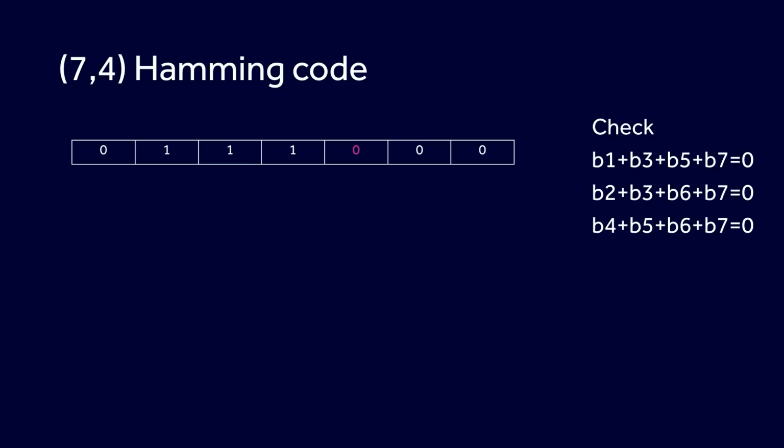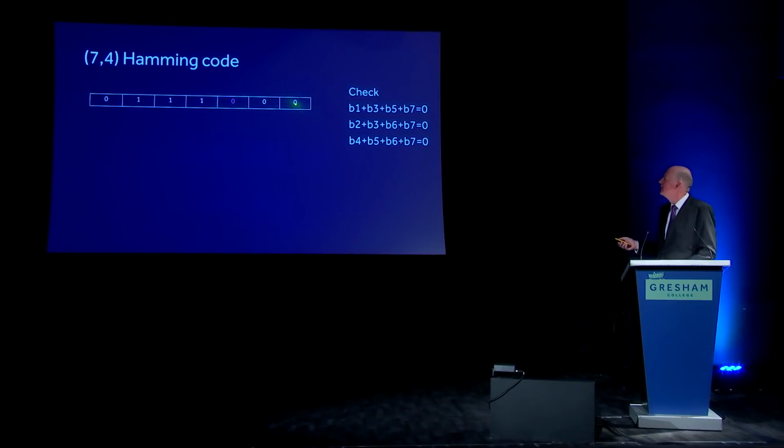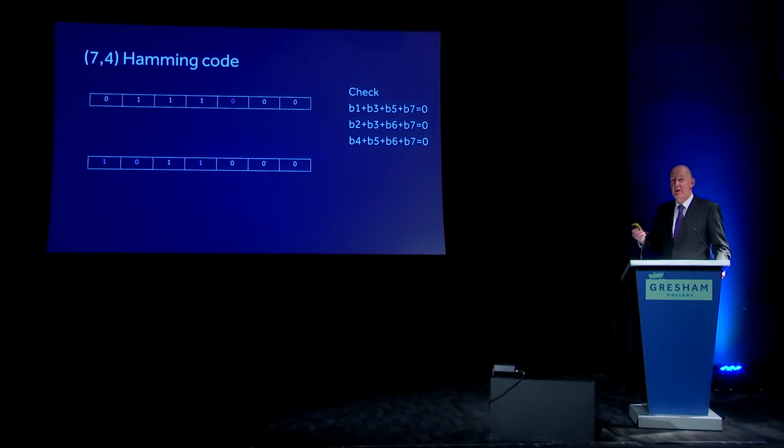If we look at the first one, for example, position B1, B3, B5, and B7 are all meant to be even. B1 is 0, B3 is 1, B5 and B7, that is an odd parity, that's a mistake, so I'll put a 1 in there. The next set, which is here, is correct. The next set is wrong, so I've got a 1. 101 is 5 in decimal, and the error is in the 5th position.